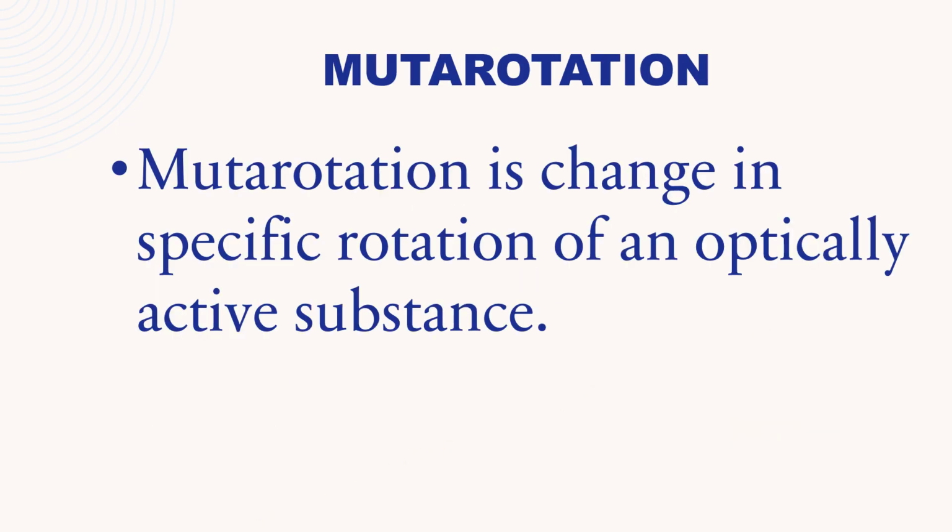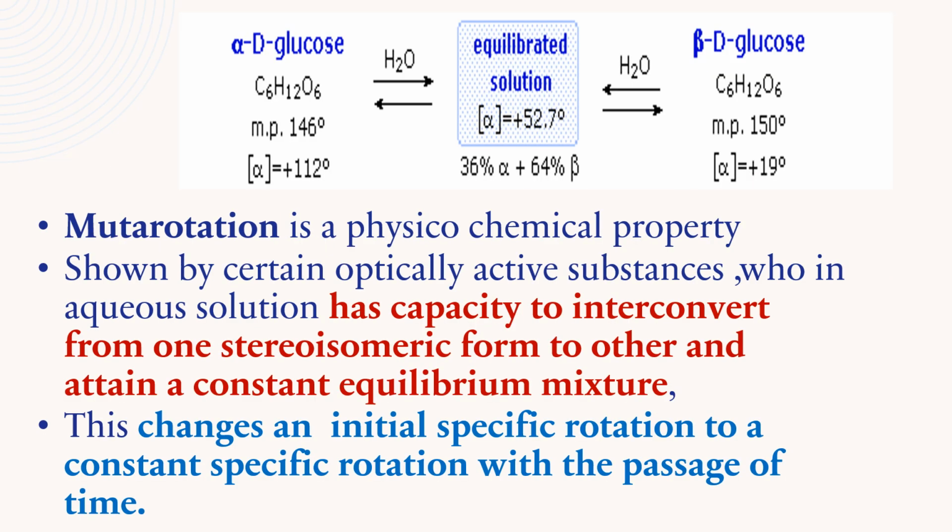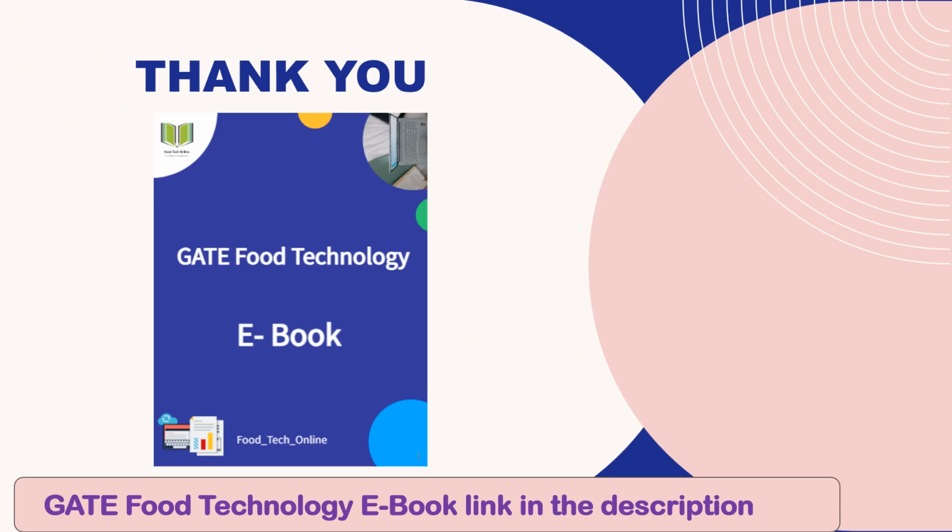Mutarotation. Mutarotation is change in specific rotation of an optically active substance. Mutarotation is a physicochemical property shown by certain optically active substances which in aqueous solution have the capacity to interconvert from one stereoisomeric form to another and attain a constant equilibrium mixture. This changes an initial specific rotation to a constant specific rotation with the passage of time.